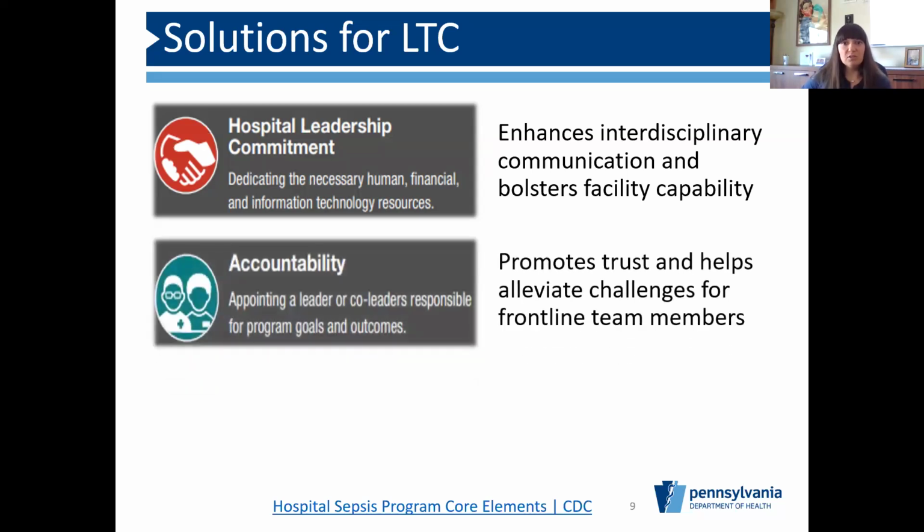So accountability. This refers to appointing a leader or co-leaders responsible for program goals and outcomes. So when it comes to sepsis or to IPC in general, this could really help promote trust and even alleviate the challenges that the frontline team may face.